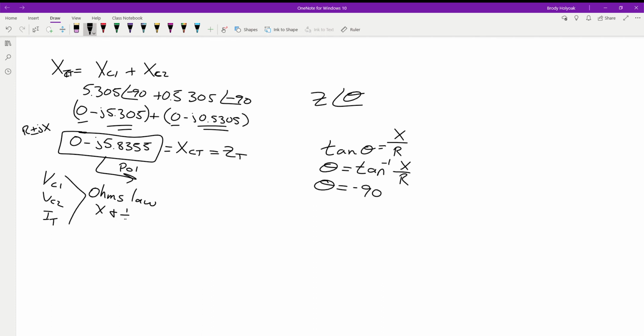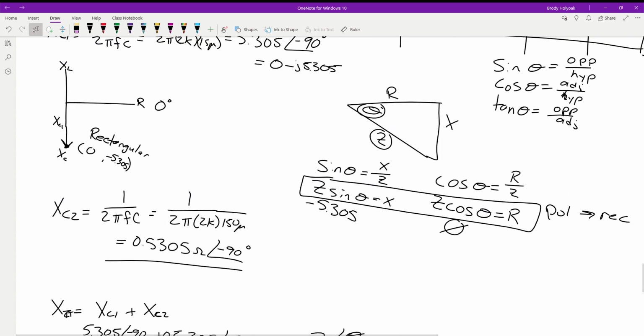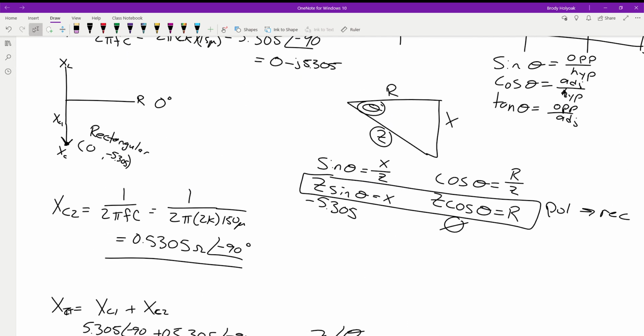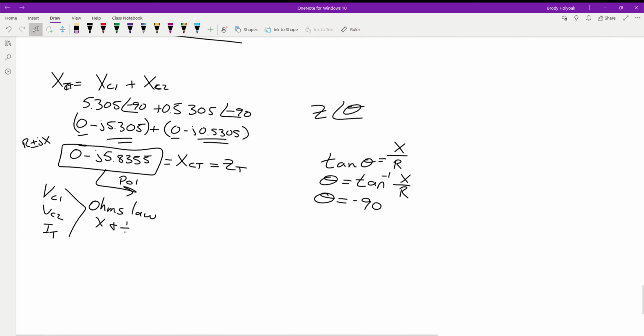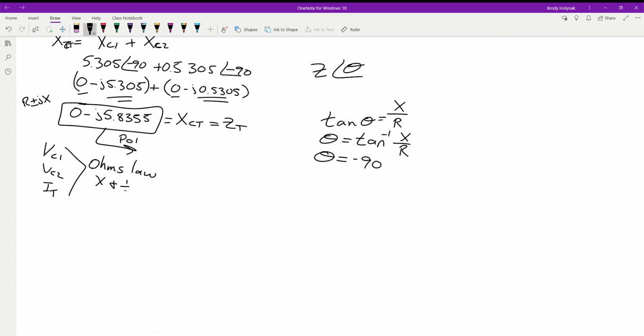Okay? When we have no resistance, remember, we're on this line. Which means we can't make the right triangle, but that's why this fails. But we have to remember, if r equals 0, then our angle has to be equal to negative 90. That's just one of the identities that we can find.